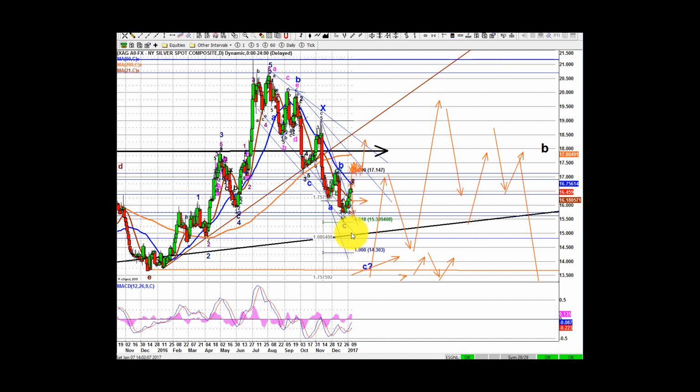For the C to be equal to the A, it's got to go down to 14.3. If you go for an extension, of course, it's going to go lower. So this rally that we have seen in the last few days could just be a correction, a second wave inside a C that will extend. So that could be a trap. Let me show you now.